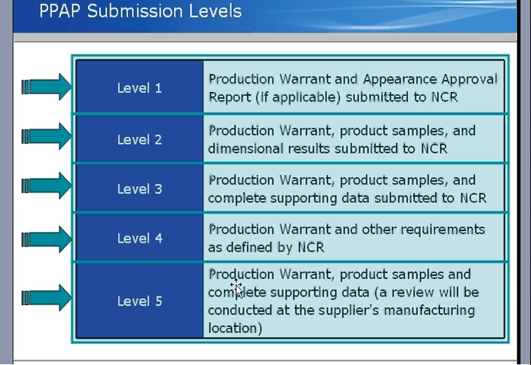Okay. Level five, a production warrant, product samples, and complete supporting data review will be conducted at the supplier's manufacturing location. So this is very strict. Normally the customer will send a team, normally a quality team, to our factory to check all the complete supporting data. It may take at least 2 or 3 days to accomplish for sure. So in that case, we need to charge some engineering time on it.